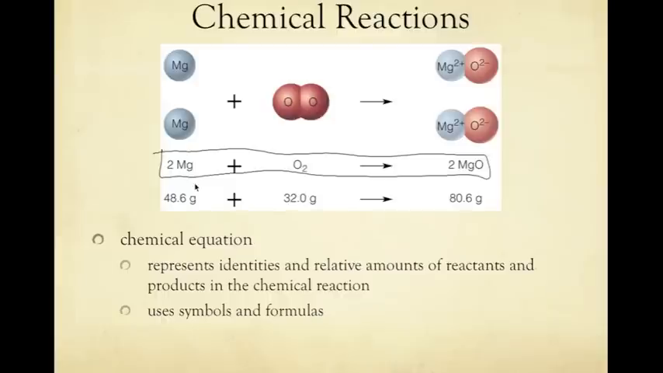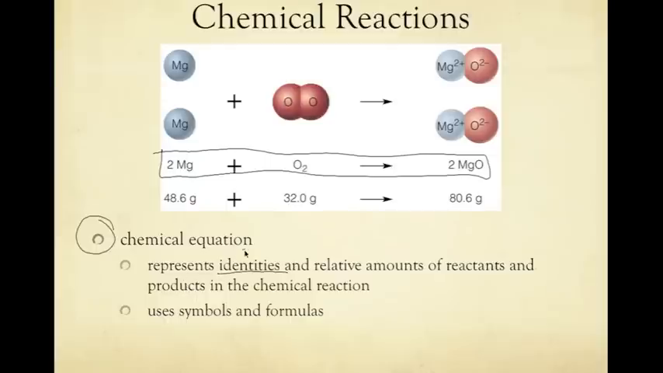Now here we look and we see that we have the masses as well. And we see that the total mass of the magnesium is 48.6 grams. The total mass of the oxygen is 32 grams, which gives us a product of 80.6 grams. Okay, a chemical equation represents the identities and the relative amounts of reactants and products in the chemical reaction.